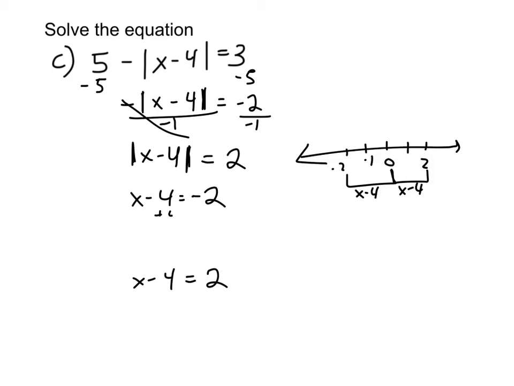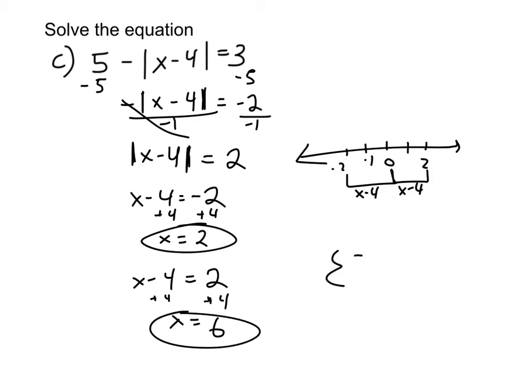So I'm going to add 4 to both sides of the equation. We get negative 2 plus 4 is 2. Add 4 over here. We get x equals 2 plus 4, which is 6. So those are my two possible answers, 2 and 6. That's my solution set.